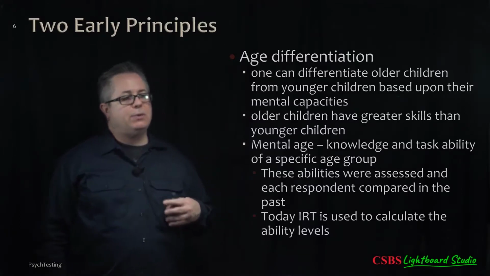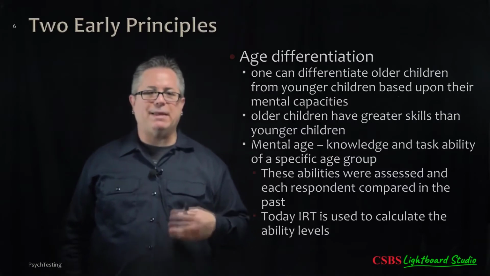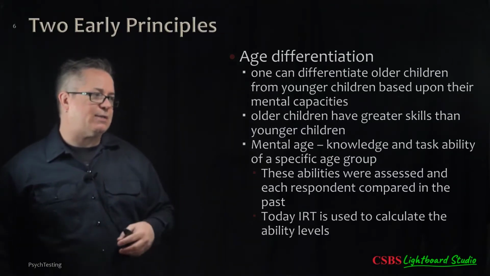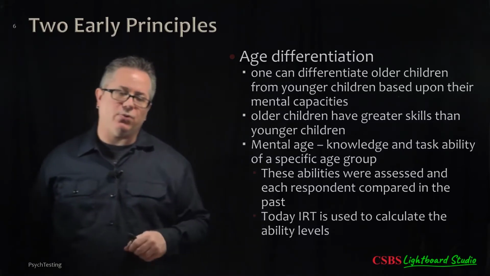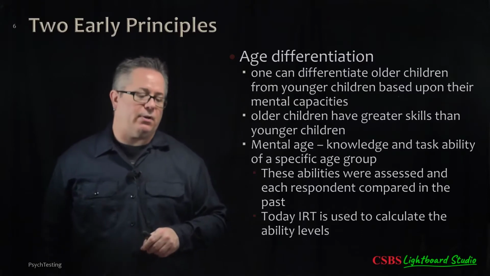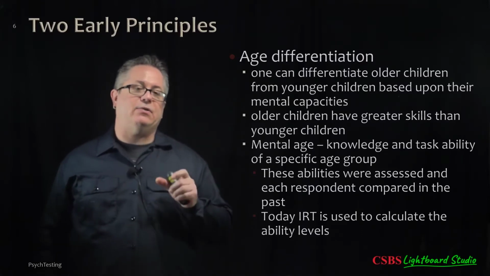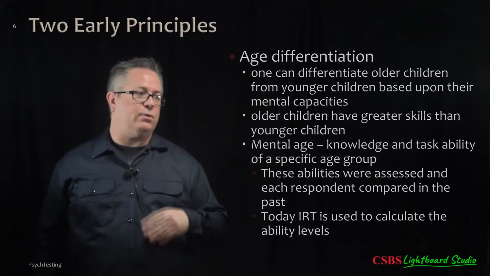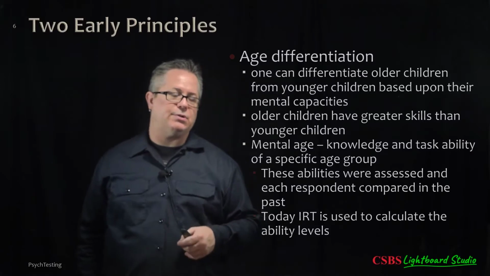So they wanted to develop this idea of giving students or respondents a mental age, meaning knowledge and task ability for a specific age group. They can figure out what the average 9-year-old knows and their average skills, and then figure out if a child fits that mental age. If that kid is 9 and has a mental age of 9, they're perfectly normal, of average knowledge and skill.